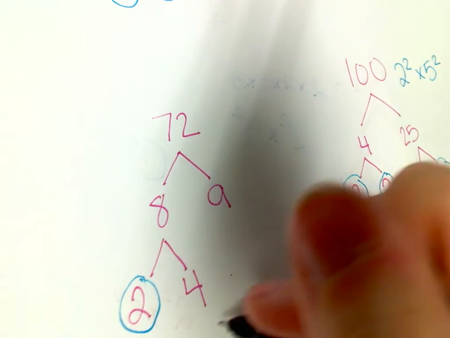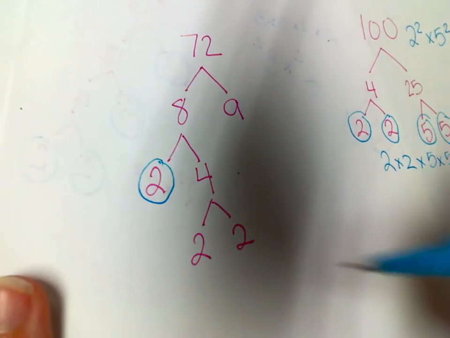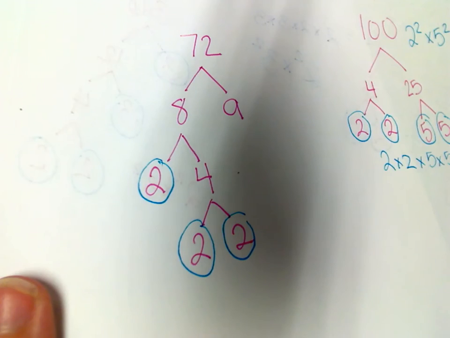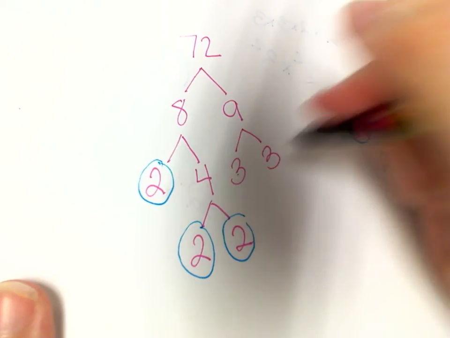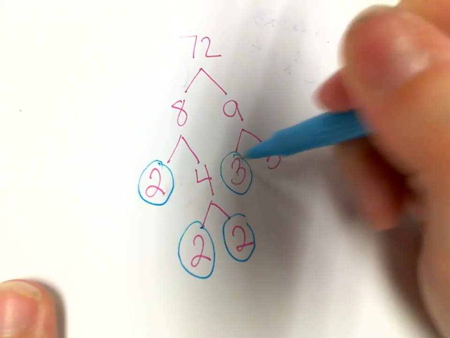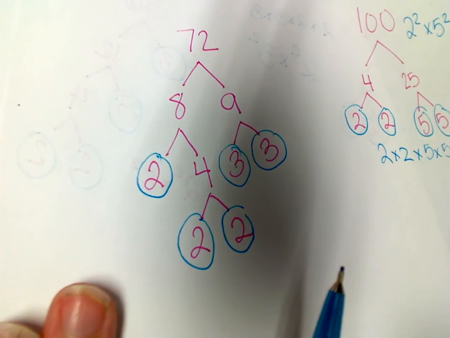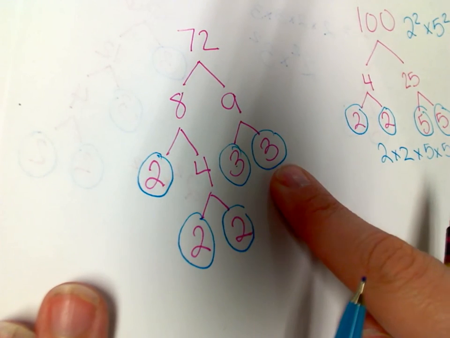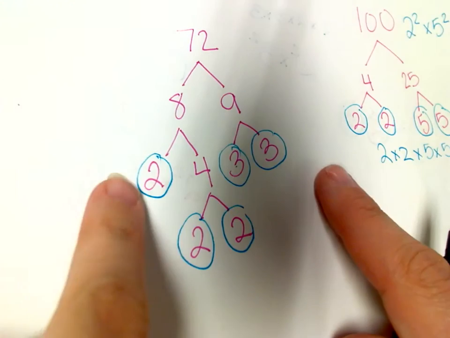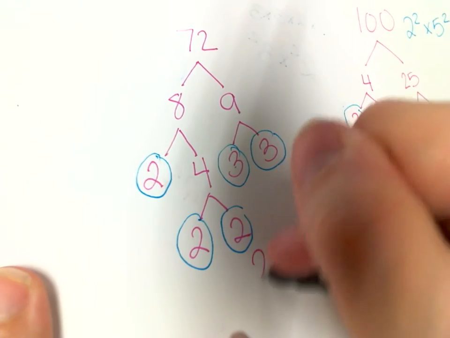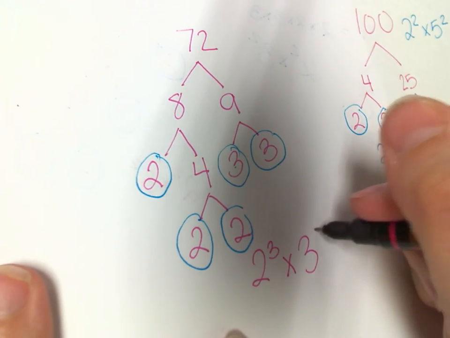So 2 is prime, and 4 is not prime, so I'm going to factor that out to 2 and 2. Those are both prime. 9 can factor out to 3 times 3, and again, those are both prime because there's nothing that can multiply to get to anything besides 1 times 3. So now I'm done. I can write 2 times 2 times 2 times 3 times 3. But since these are all being multiplied, I can just say I have three 2's, so that's going to be 2 cubed, times two 3's, so 3 squared.